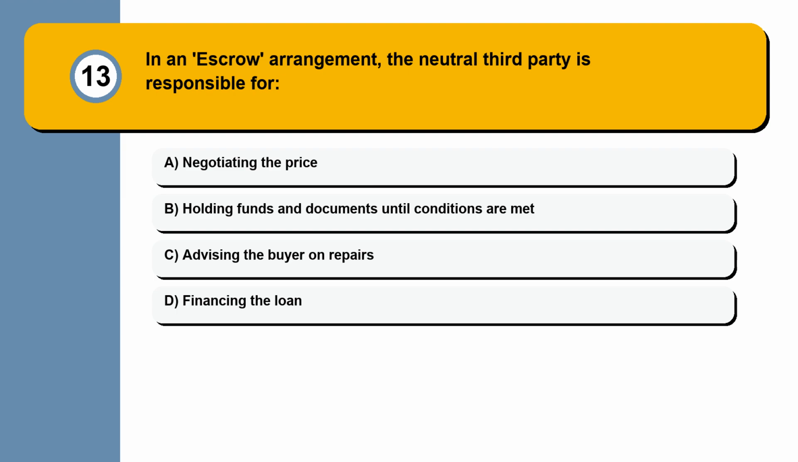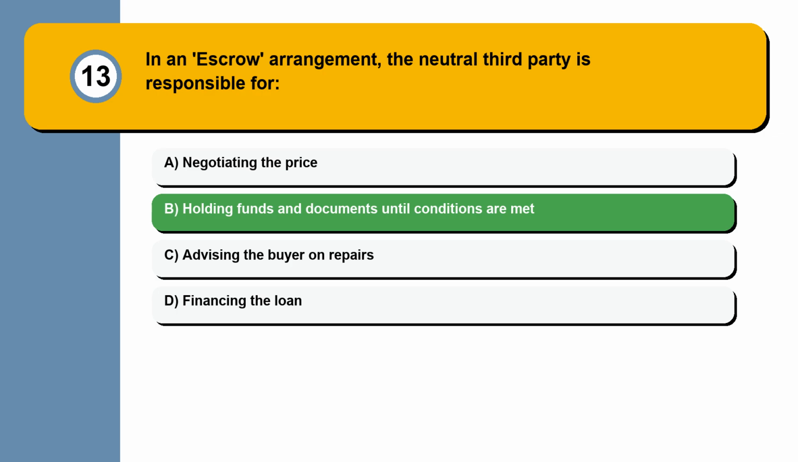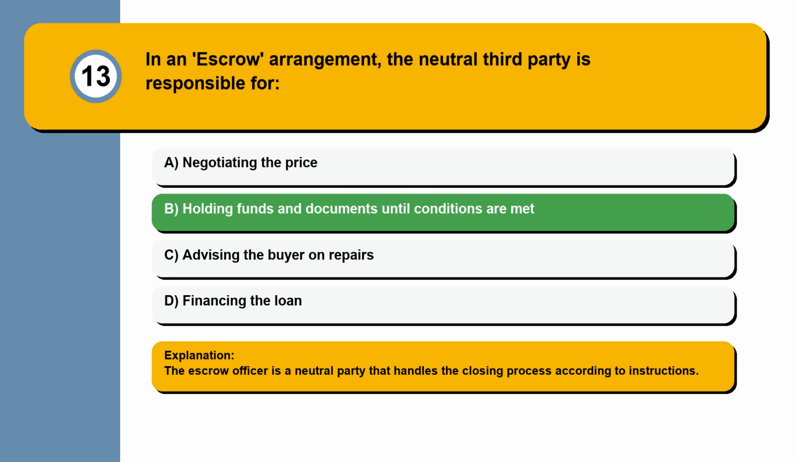Question 13. In an escrow arrangement, the neutral third party is responsible for negotiating the price, holding funds and documents until conditions are met, advising the buyer on repairs, financing the loan. The escrow officer is a neutral party that handles the closing process according to instructions.